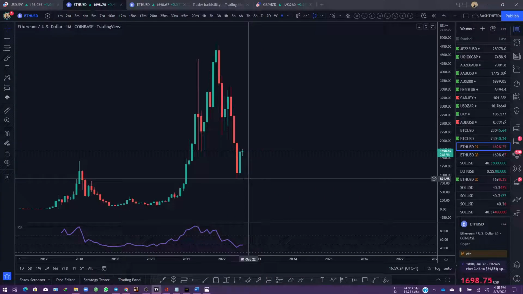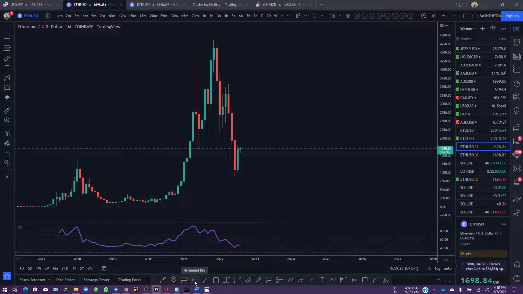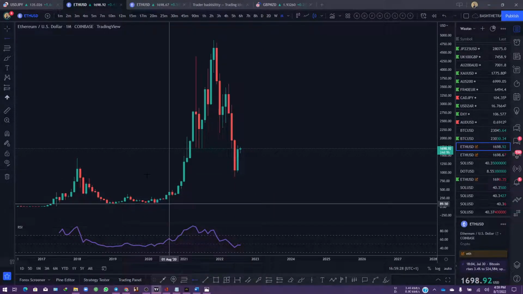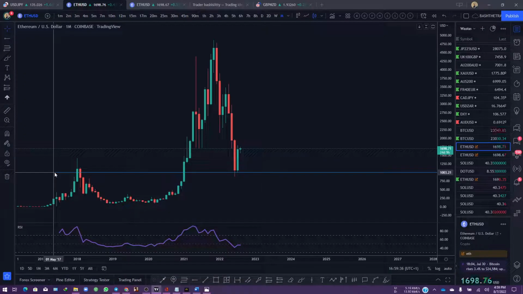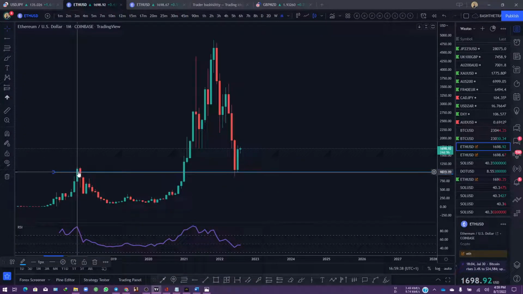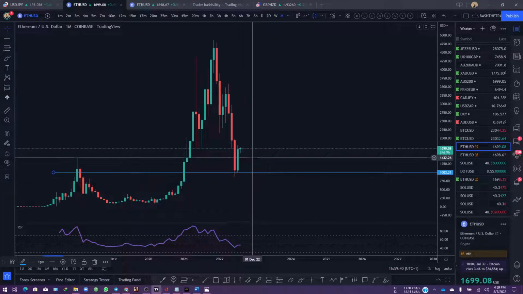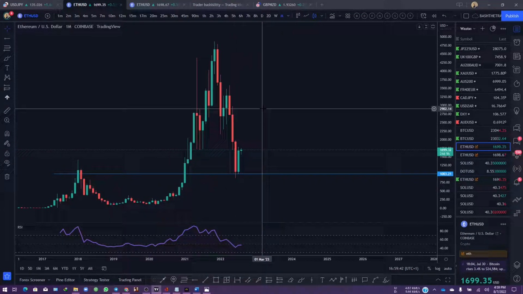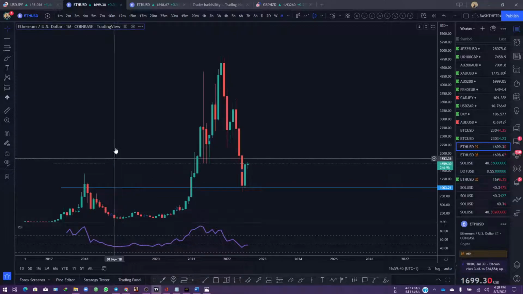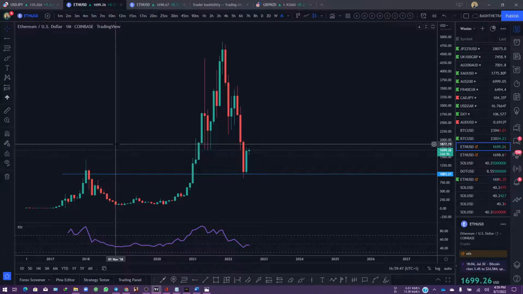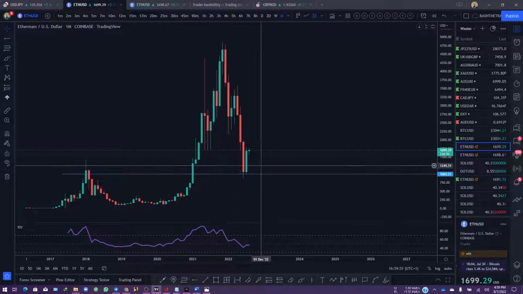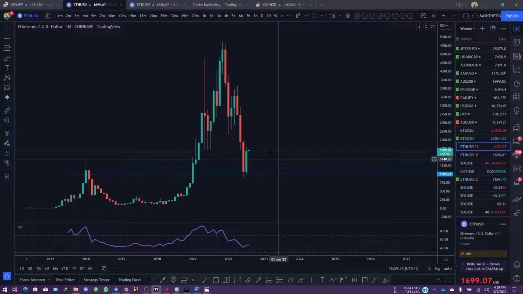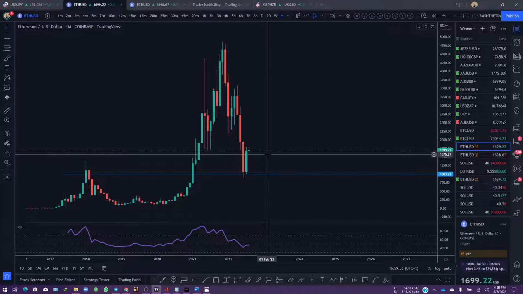As you guys can see, we have a reaction here. So I'm going to draw this line. We have a reaction on the Ethereum price here, and you guys can see there was a previous resistance that turned into support, and then the price started to buy from there. You see, guys, support and resistance is very important in trading. It's very, very key. You are able to see where price is likely to reverse, or where price is likely to continue to sell.